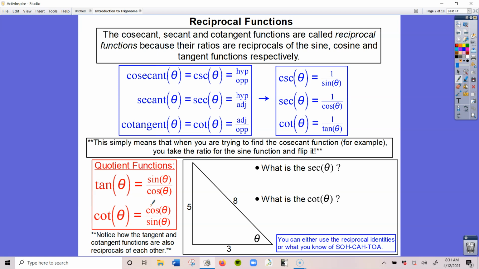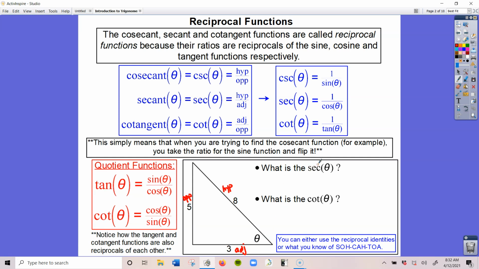We have this triangle where theta is here on the bottom, and then we have sides 3, 5, and 8. I always find it helpful to label the sides before I even begin, so that I can determine what my trigonometric functions are. So if this is my angle, the side directly across is my opposite side. The longest side is my hypotenuse. And the side that is next to the angle is the adjacent.